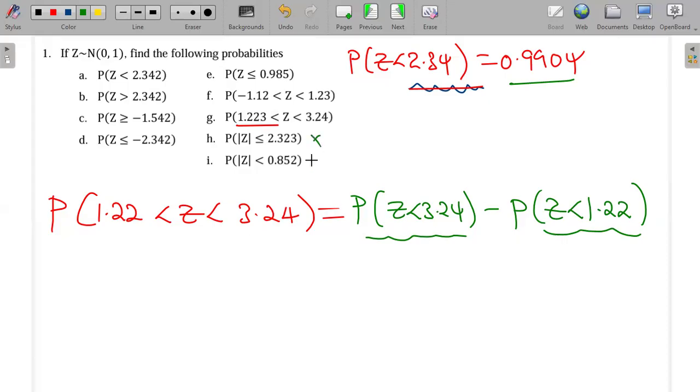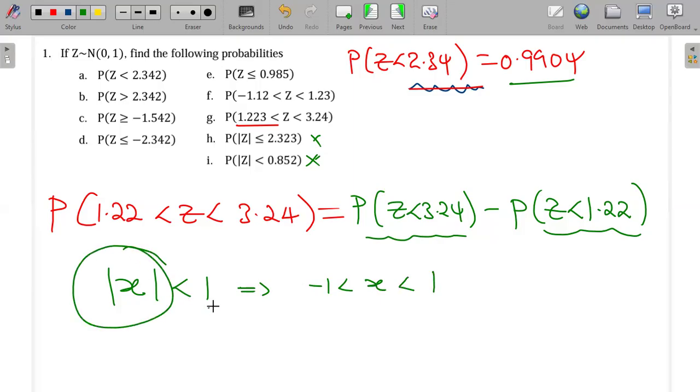I'll move on to this one and this one. Okay, because they have a modulus there. So if you have a modulus, what does it mean? Remember when you were doing first year, first semester, we said that if I have the modulus of x being less than, for example, 1, this is the same as minus 1 less than x, which is less than 1. So whenever I have a modulus less than something, we should always interpret it like this.